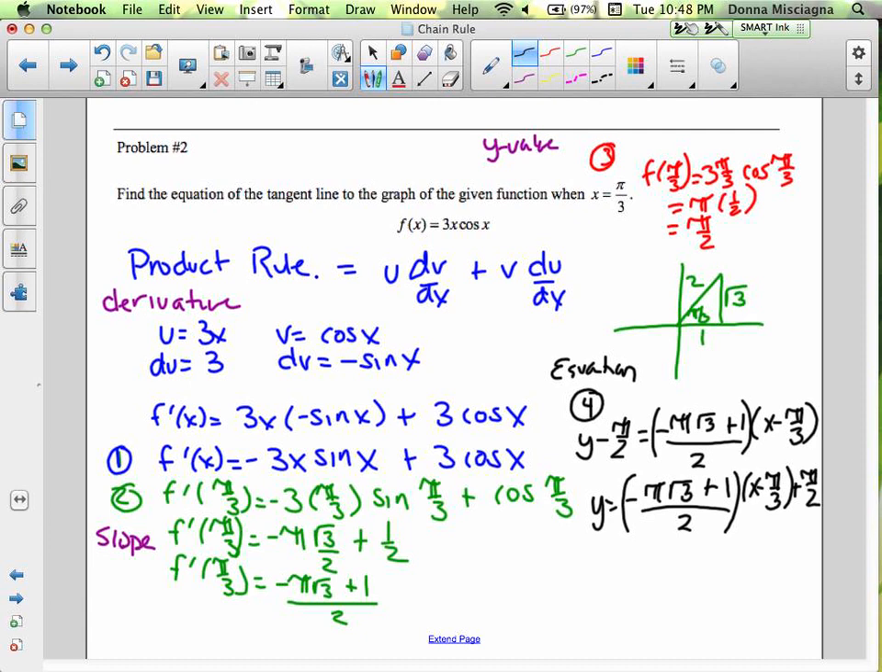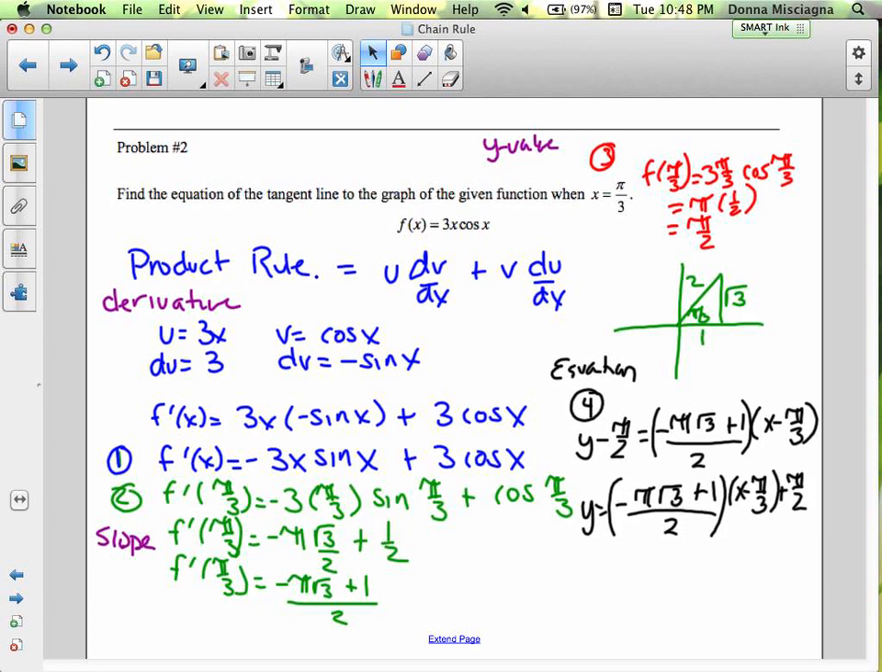That has got to be one of the ugliest looking equations I've ever seen. But technically it is a function, it's a linear equation. If we simplify that all out, it's just really, really irrational. So we're just going to leave it like that. All right, problem 2 done. I like problem 2 better than problem 1.